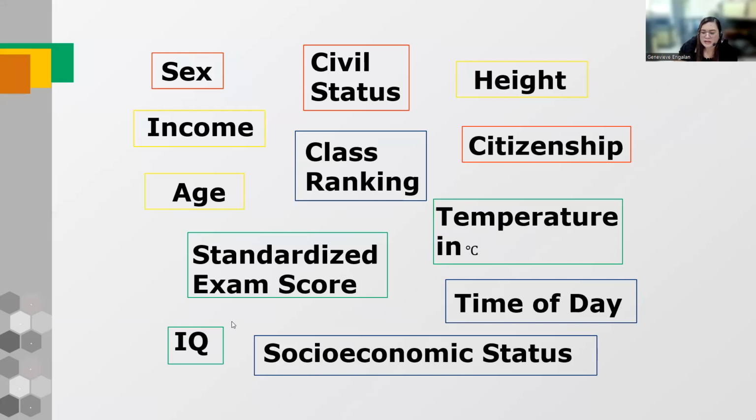Dali-dali lang ni. Kapit na mahurot ang time. Okay, then we have temperature, standardized exam score, and IQ. So, kung may zero, dili pasabot nga wala. Again, kung zero, dili pasabot wala. Ang height, income, and age, these have the same levels of measurement. Kung may zero ang income, pasabot wala siya'y income. Again, kung zero, wala siya'y income.